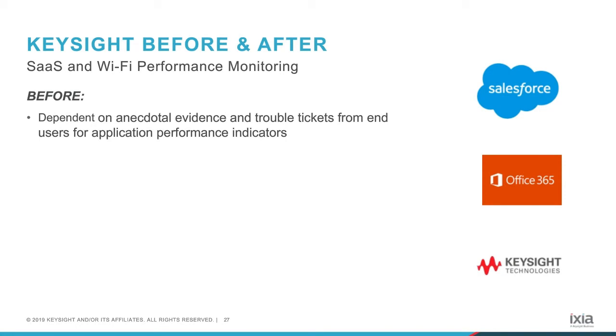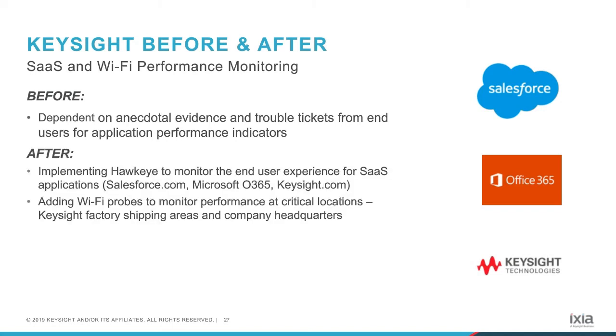Again, the distributed capability of Hawkeye will enable Keysight IT to monitor through synthetic transactions the end-user experience for key SaaS applications like Salesforce, Microsoft's O365, and even our own Keysight.com website. The challenge we face with our current monitoring toolset is that they are largely centralized and can only measure user experience to that central location. We're currently configuring Hawkeye to perform synthetic transactions for Salesforce and O365, which includes both SharePoint and email, and eventually our Keysight.com web presence, using those 25 distributed probes that we've already deployed.